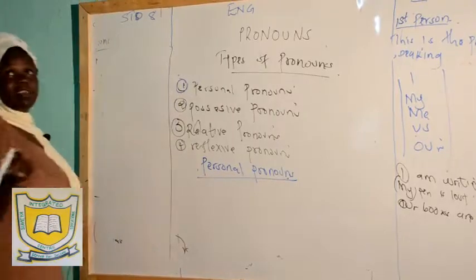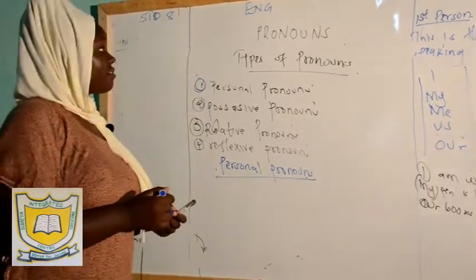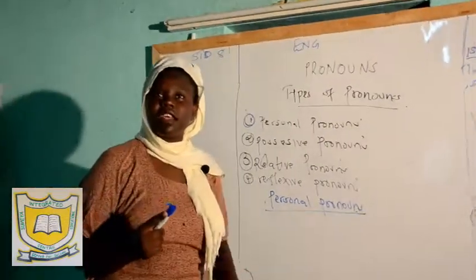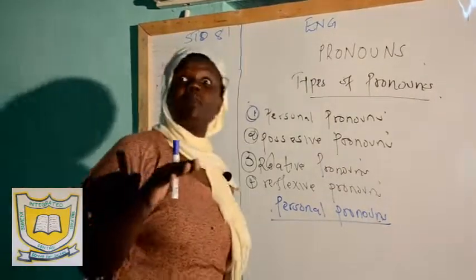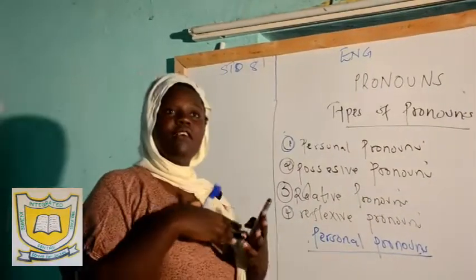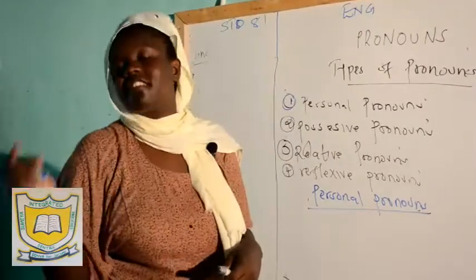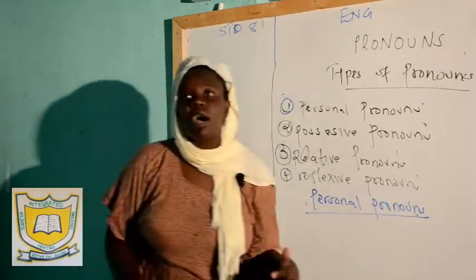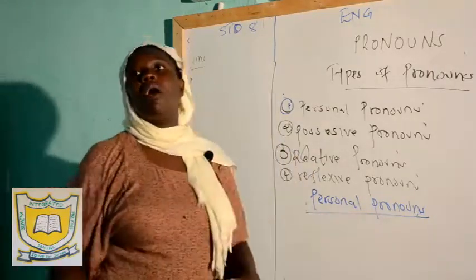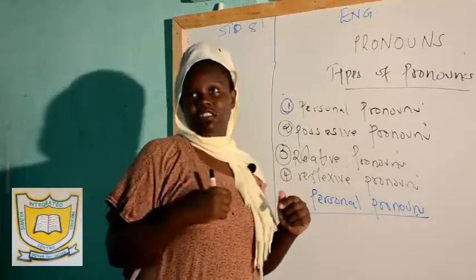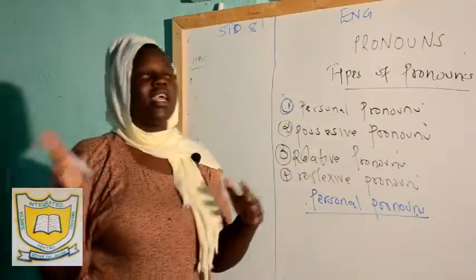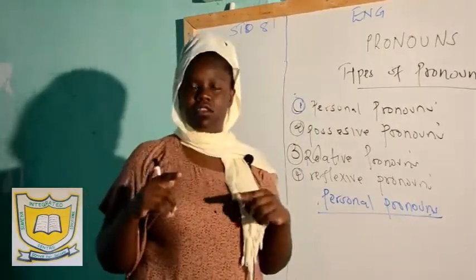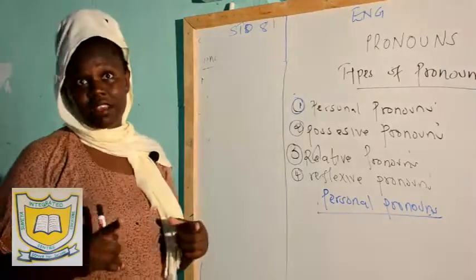Now, we said, what is a pronoun? A pronoun is a word that is used in place of a noun in a sentence. Why are we going to use pronouns in a sentence? Because it makes our writing and our speaking flow smoothly. It enables us not to repeat nouns in a sentence. If you say Kamau went to the shamba, Kamau's boots were torn, instead you can say Kamau went to the shamba and his boots were torn. It makes your speaking or your writing flow smoothly because it enables you not to repeat words.